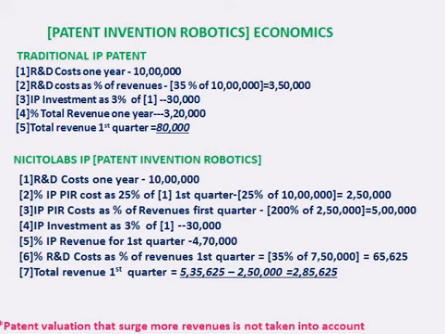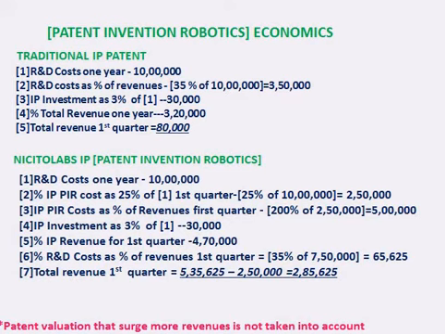It comes to 3,50,000. Then you do an IP investment of 3%, just like your R&D. It varies as a constant parameter throughout. So the percentage of total revenue for 1 year comes to 3,20,000, and if you look at the total revenue for the first quarter, it is around 80,000.